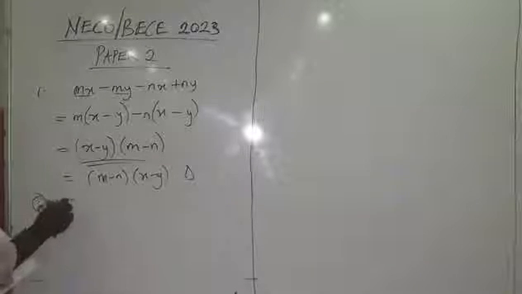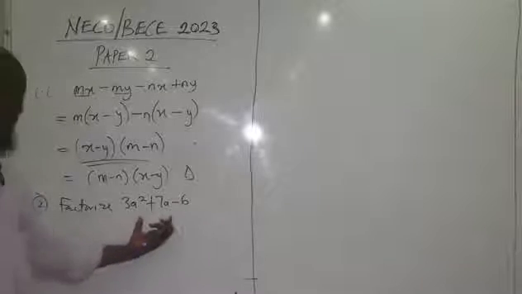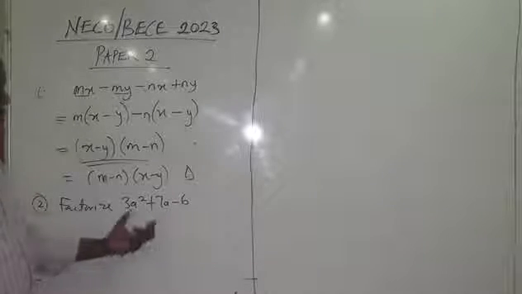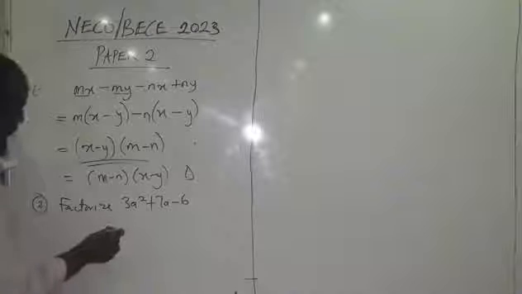Question number 2. This is also on factorization. Factorize 3a squared plus 7a minus 6. Unlike the first question, which had four terms, this one has how many terms? Three terms. There's no way we can group them in 2. So what we're going to do is make these three terms become four terms. How are we going to do that? What you are going to do is very simple.